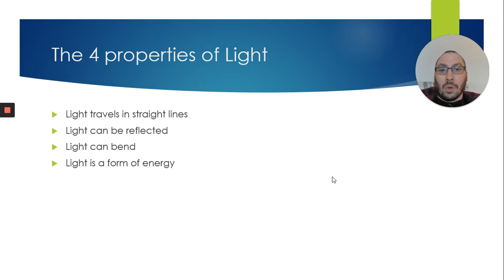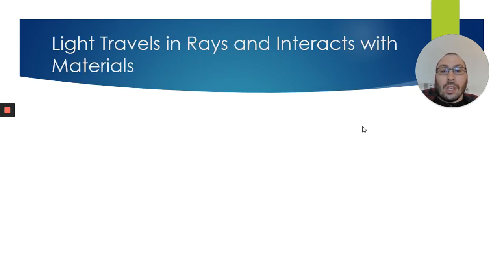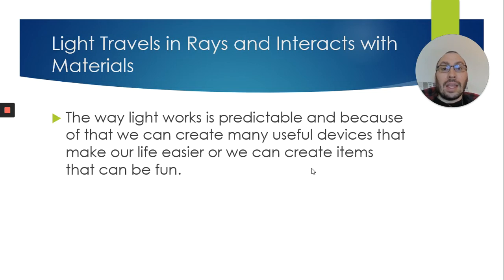So here we go on to the next topic. Okay, so topic 2.1, like I said, light travels in rays and interacts with material. Okay, so the way light works is very predictable. Okay, so the fact that it is predictable, that's actually a very useful property. And because of that, we've been able to make a lot of different devices that make our lives easier. Okay, or we can create things that can be fun.